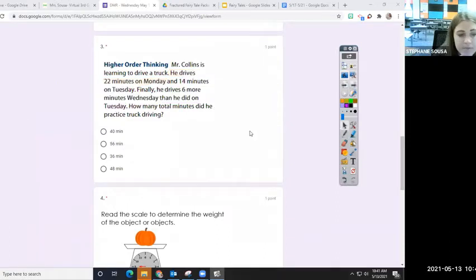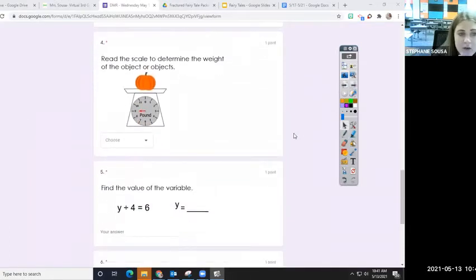Next one. Read the scale to determine the weight of the object or objects. The scale is given to us in pounds. We start at 0. It's past the 1, 2, 3, 4, 5, 6, 7, 8, and the arrow has stopped right here at 9. So this weight is 9 pounds. Questions on that one?